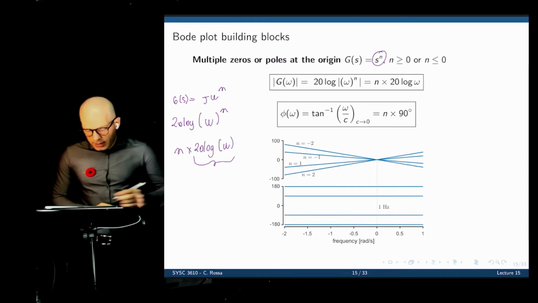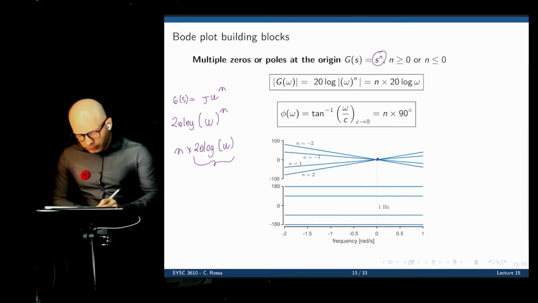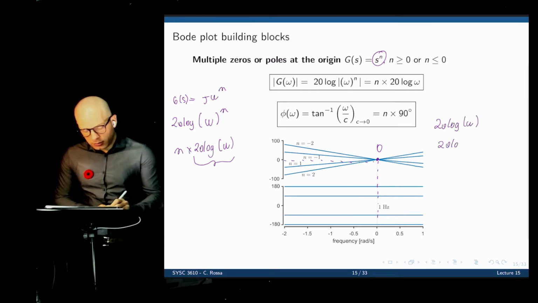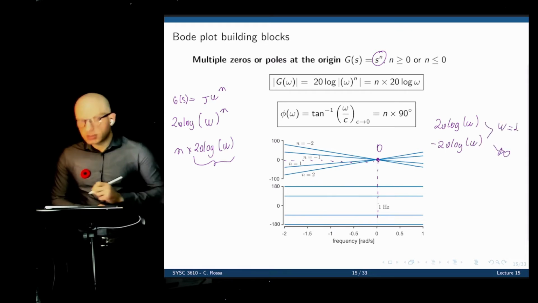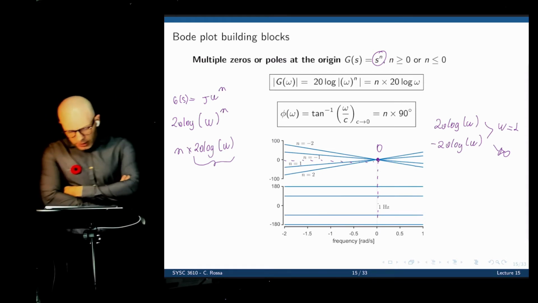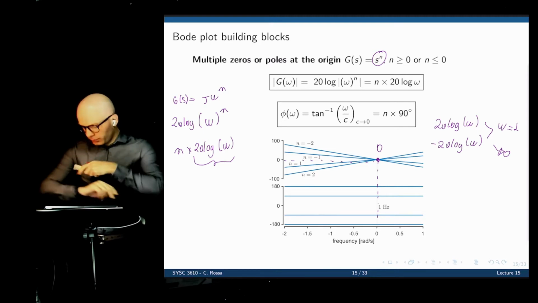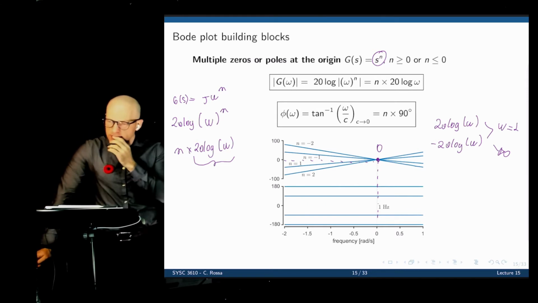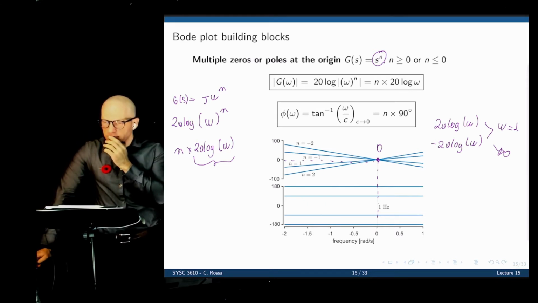Okay. And again, they all reach 0 gain at 1 radian per second. Right? 20 log of omega, or negative 20 log of omega, when omega is 1, is 0. So they all meet at the same point here, and they have different slopes depending on the degree. Okay, so this is the first 3 building blocks that we need to build Bode plots.